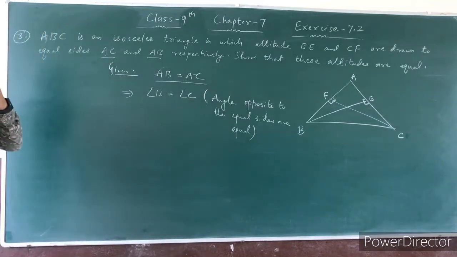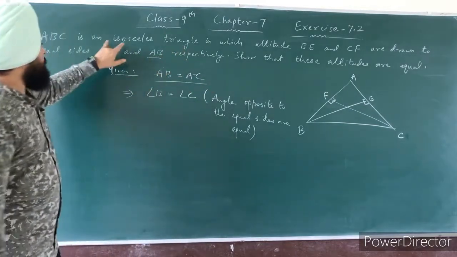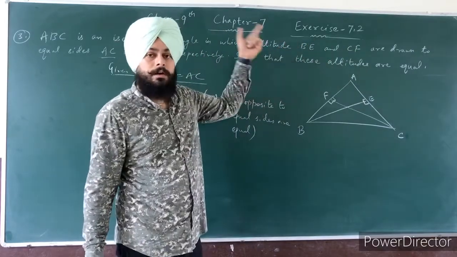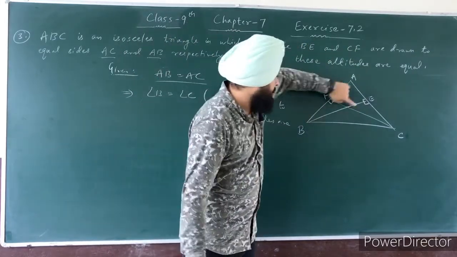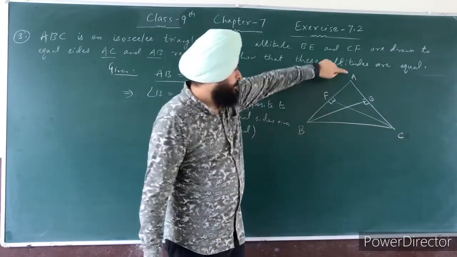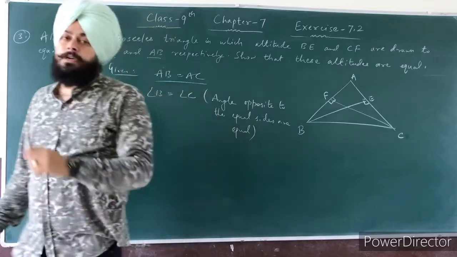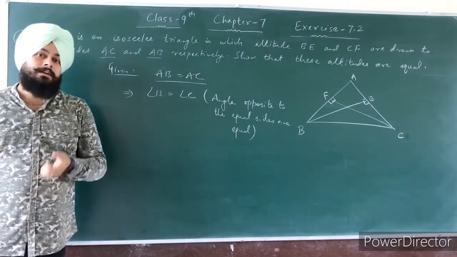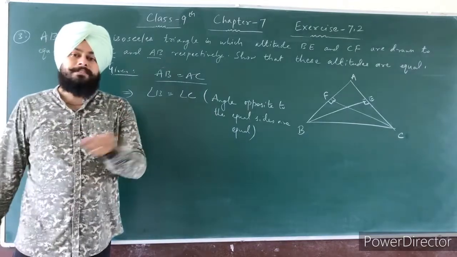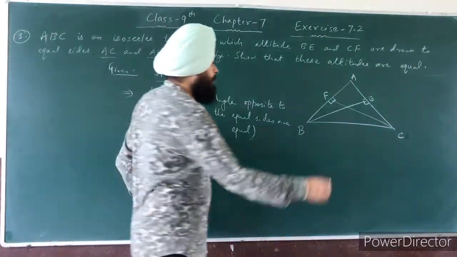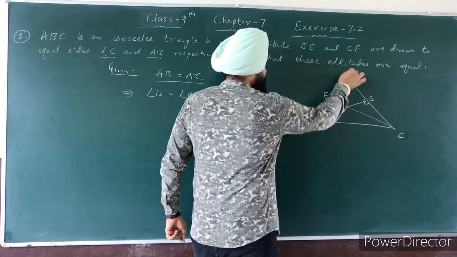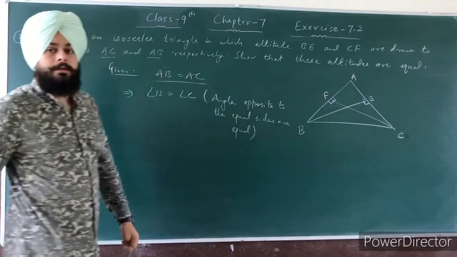Okay? Now next we have to show one more thing. BE and CF are what? They are altitudes to the sides. This BE is the altitude to side AC and this CF is the altitude to side AB. So what is the meaning of altitude? It is height. And the altitude is always perpendicular to the base. That's why this BE is perpendicular to AC and this CF is perpendicular to AB.